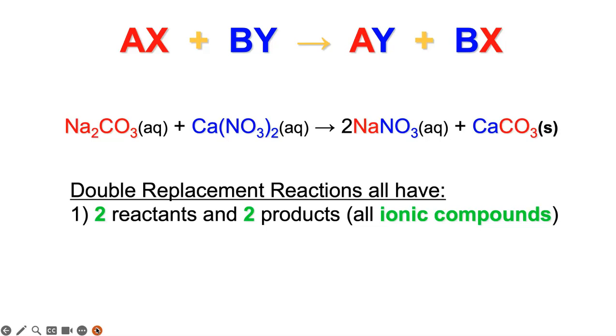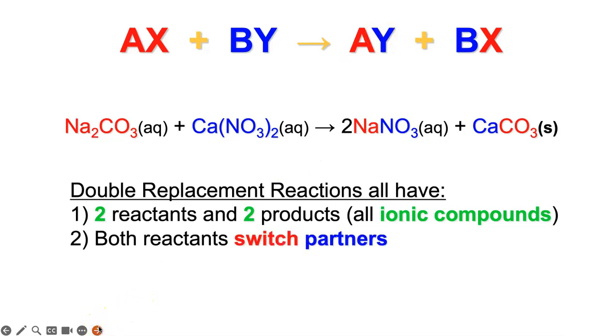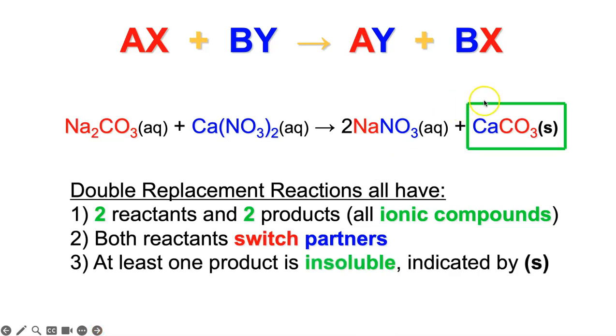All right, so don't forget, double replacement reactions look like you see right up here. Your reactants are two compounds and your products are two different compounds. Generally, these are all ionic compounds, and so the reactants switch partners. Also, one of the products is going to be insoluble, and we tell that with an S.